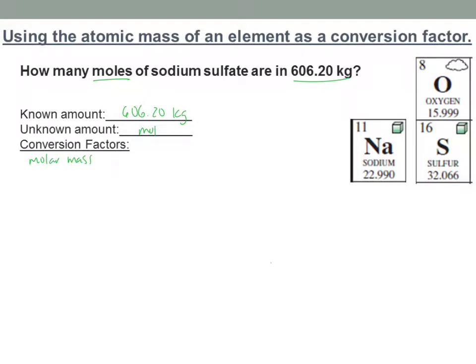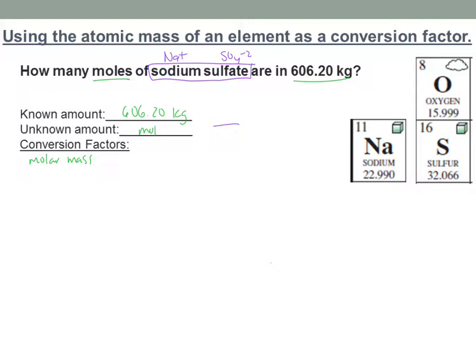Now, to figure out my molar mass in this case, they didn't give me a formula. I don't see a formula. So I have to do a little bit of work on my own. I have to remember how to convert names into formulas. Because if I see sodium sulfate, I know this is my compound. I need to remember that sodium is +1 and sulfate is SO4 minus 2.